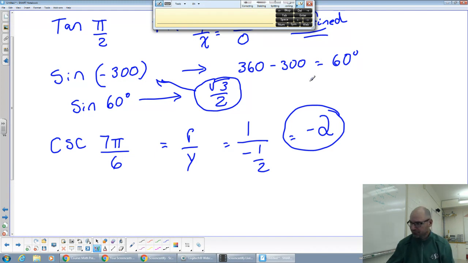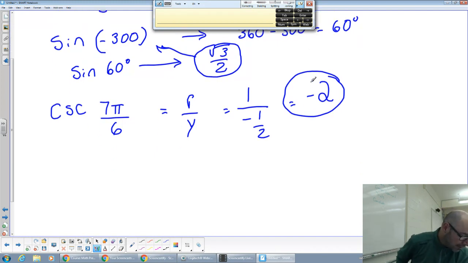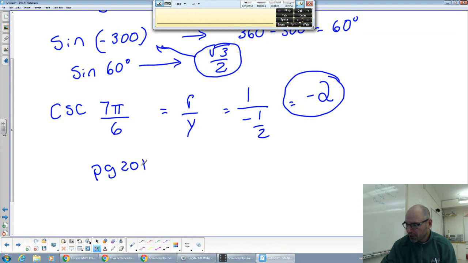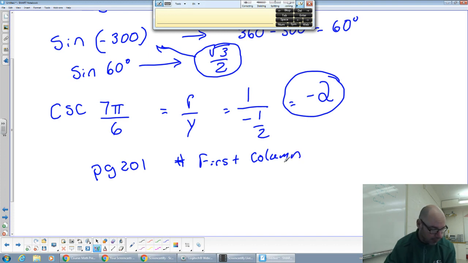So let's see if there's any ones that'll be confused. State the exact value for each. Okay, so you can do page 201, which I'll write down for you here. Page 201. Anything in number 1. So number 1, you can do any of that. Do one of the columns. So first column, we'll say. Okay, that won't take you too long. And then it says determine the approximate value. We're not there yet, so we'll skip 2 until we get there.